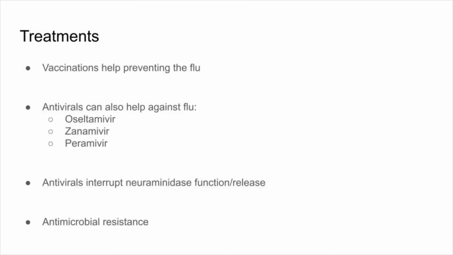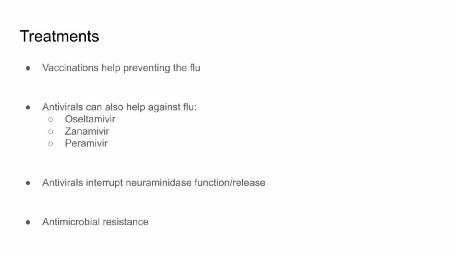Vaccinations are the most common form of controlling the spread of influenza. On some occasions, antivirals can be used to prevent or even treat influenza. The most common antivirals used to treat influenza include oseltamivir, zanamivir, and peramivir. All three antivirals inhibit the enzyme neuraminidase, which is found on the surface of influenza particles and allows the virus to be released from the host cell and infect other cells.